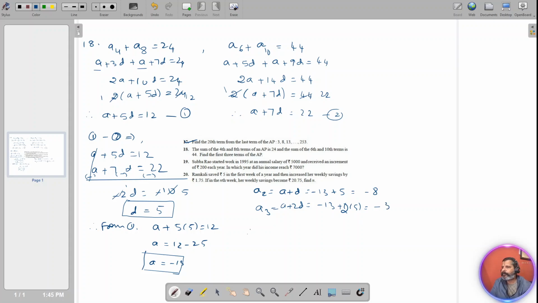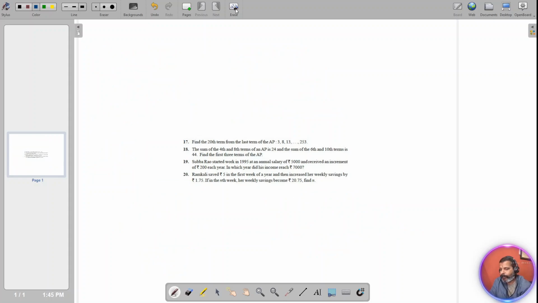Okay. Therefore, we say required first three terms of AP are minus 13, minus 8, minus 3. Only first three terms they asked. I hope it is simple. Only thing is you have to write and so you should know how to solve the linear equation in two variables. We'll move to the next question, 19th.